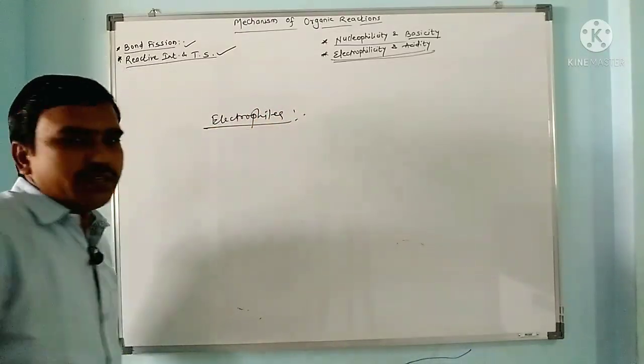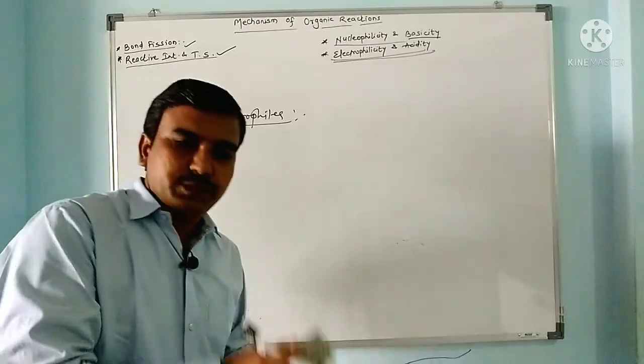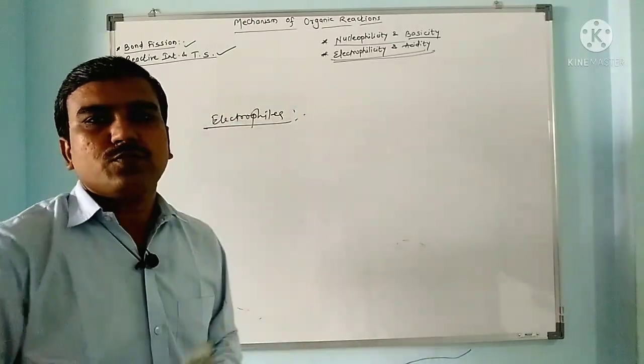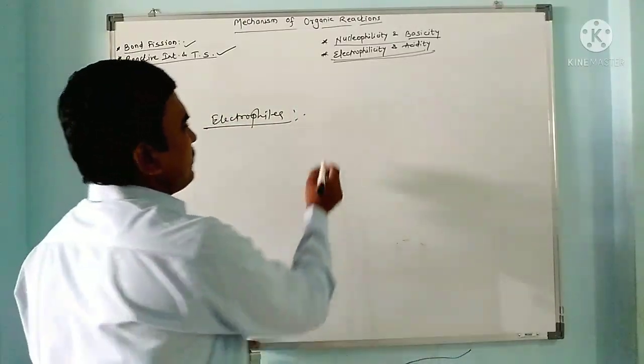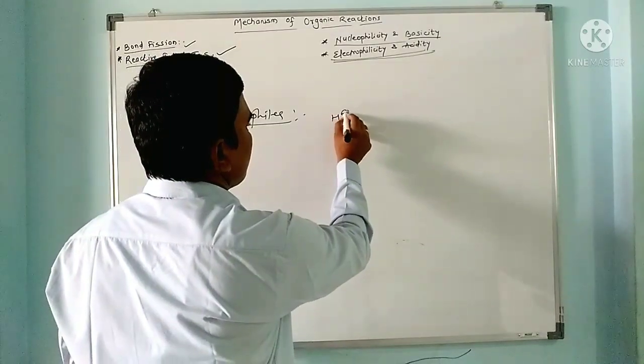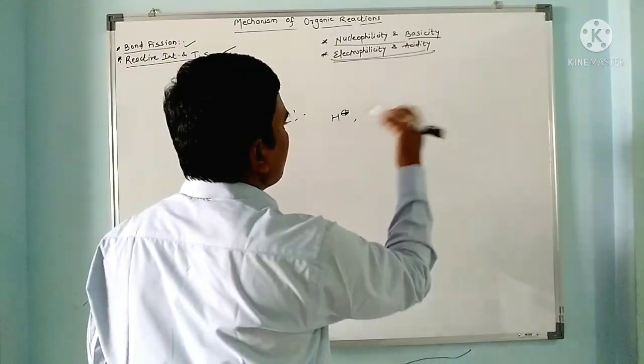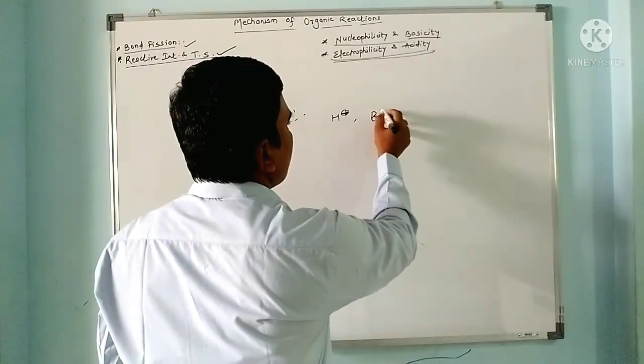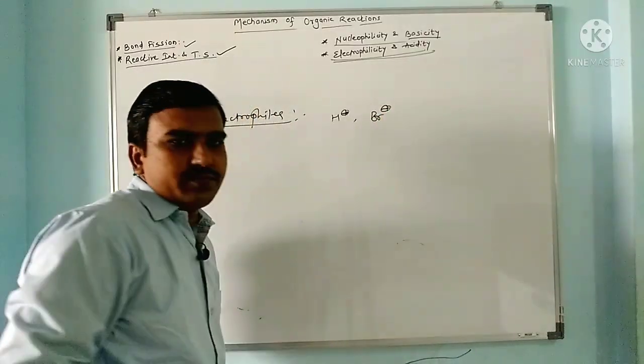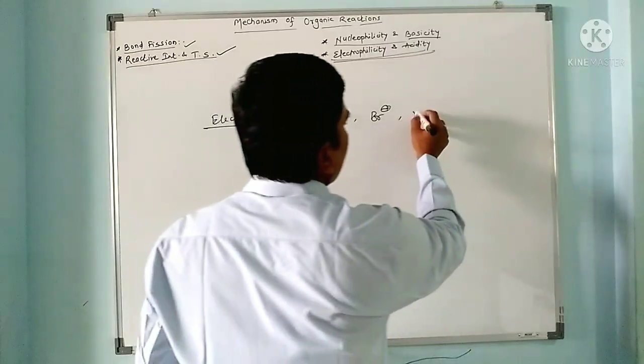What are electrophiles? Electrophiles are electron deficient species that take electrons from nucleophiles. For example, the H plus ion is the very simplest electrophile. In the case of a bromination reaction, there is a Br plus ion, and R plus ion is also there.